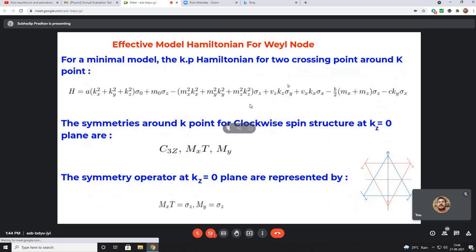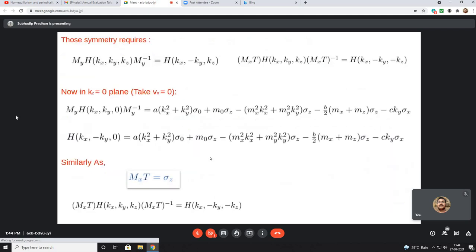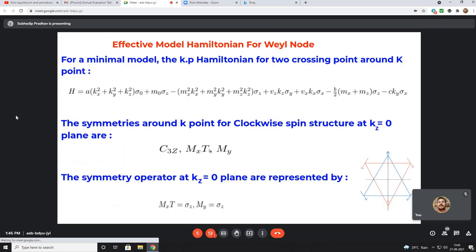And for the Weyl node case also, we have written a symmetry for this structure, for the clockwise structure. With these symmetries CTZ, MXT and MY, we have also written a k dot p Hamiltonian. And as I already told, this MXT and MY is sigma z. So here also I have checked whether this Hamiltonian preserves this symmetry or not. I checked that my h kx ky 0 my inverse gives the same thing as h kx minus ky 0. So here also my h kx ky kz my inverse is h kx minus ky kz, and mxt h kx ky kz mxt inverse is h kx minus ky minus kz. So this Hamiltonian also preserves the CTZ, MXT and MY symmetries.